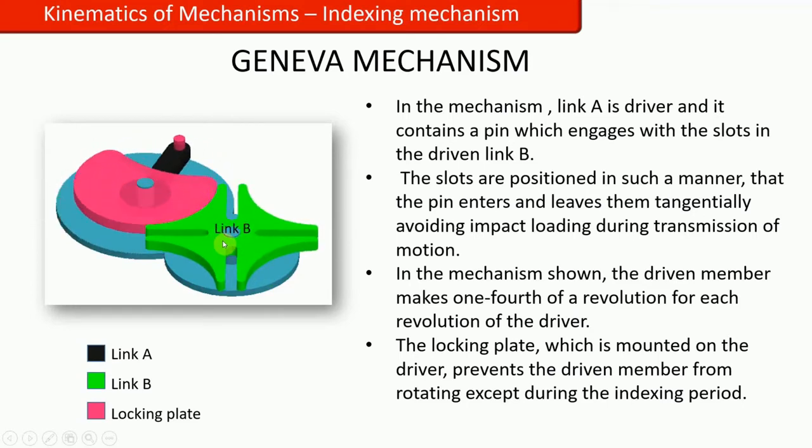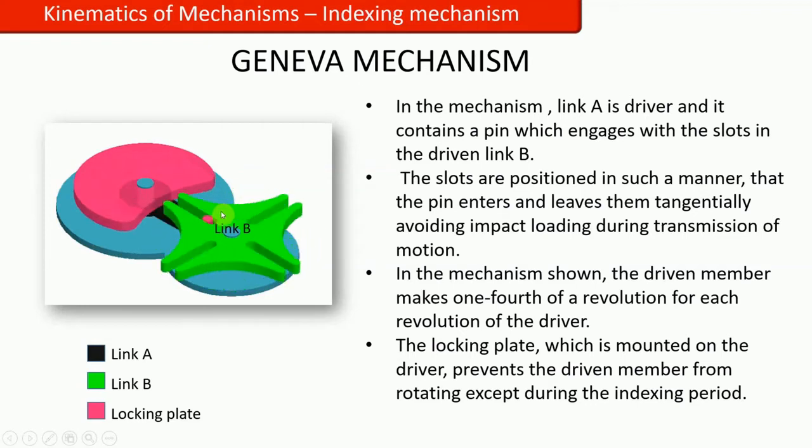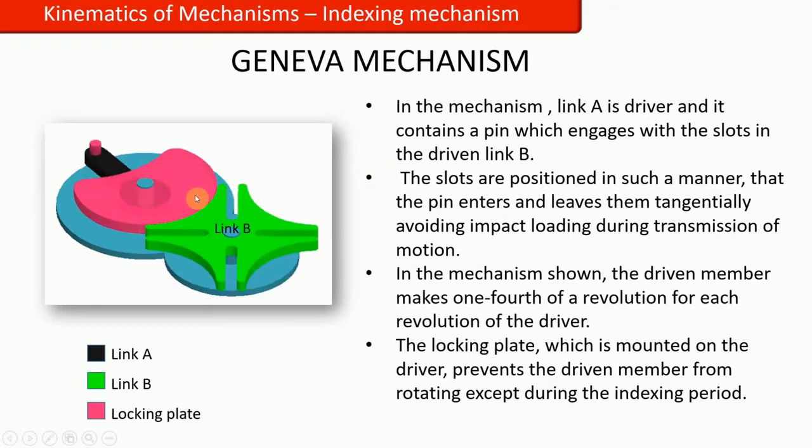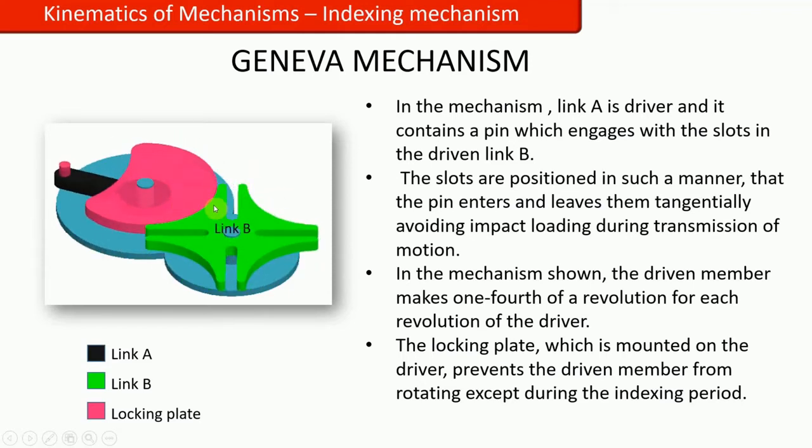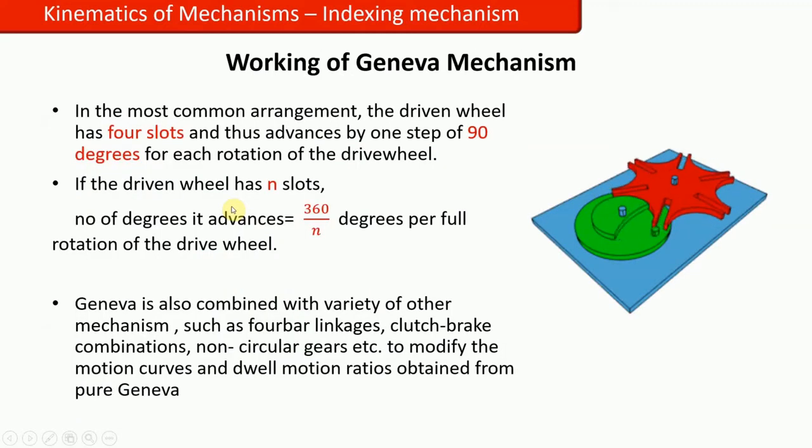And in this mechanism, the important part is these slots. These slots help us in rotating link B at regular intervals of time in certain degrees of rotation. The number of slots decides the degrees of rotation for each rotation of the drive wheel. The other thing here is the pink thing, that is the locking plate. You can observe that a pin on link A enters the slot tangentially and leaves tangentially, and link B rotates only when the pin is in contact with link B. At other times the pink plate locks link B without rotating. That is why this pink part is called the locking plate, because it locks the motion at times other than the indexing period.